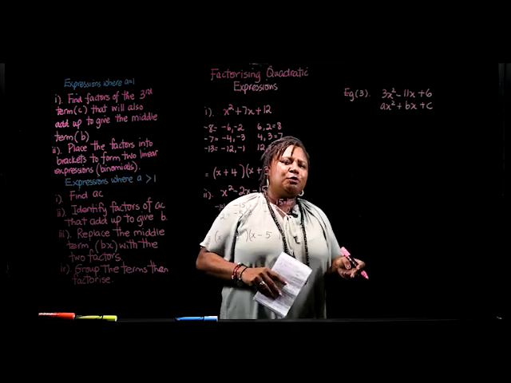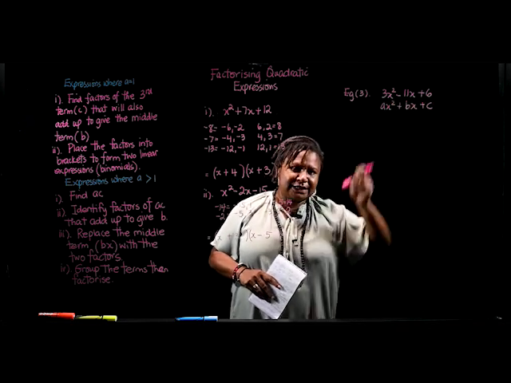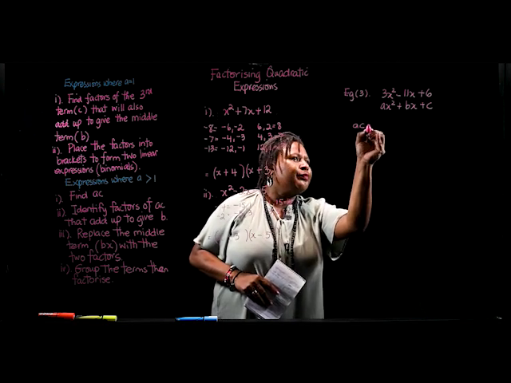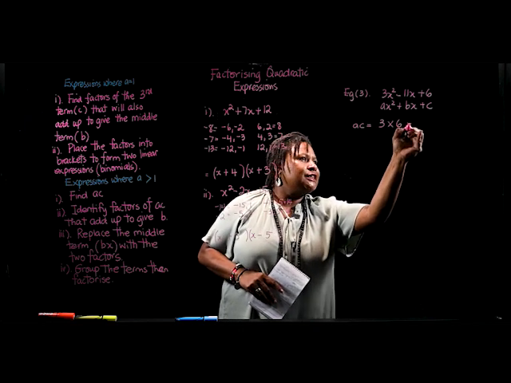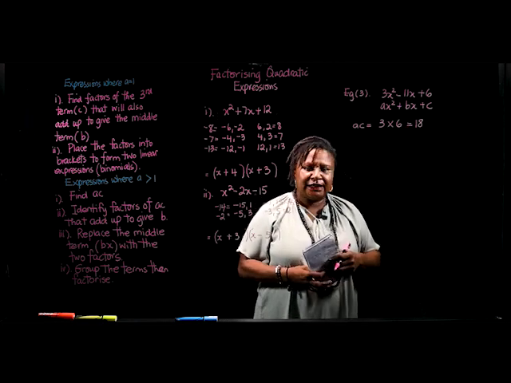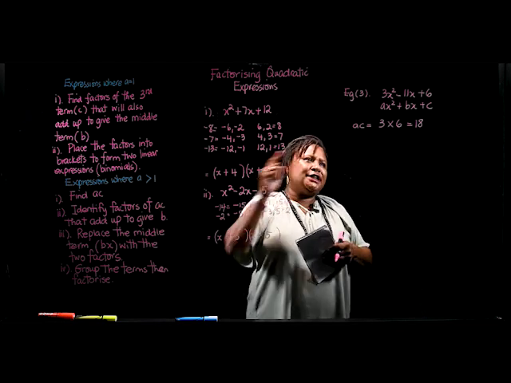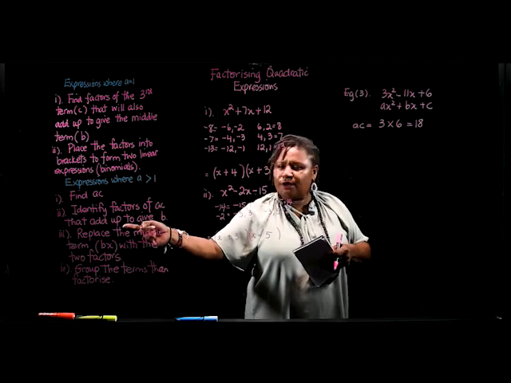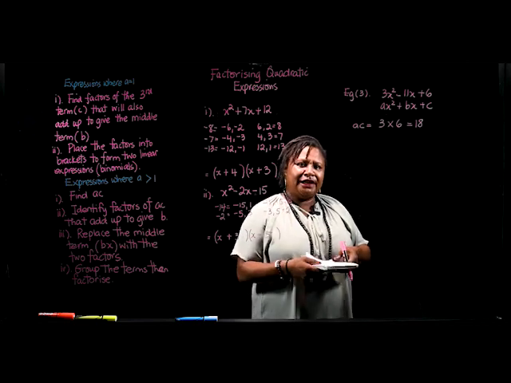So ac would be multiplying this number here by the third term. Okay, so ac is equal to 3 times 6, which is equal to 18. Okay, 3 times 6 is 18. Now, the next step says, this is where it is similar now. We find the factors of ac, okay? And those factors also have to give us a sum of the middle term, which is negative 11, okay?